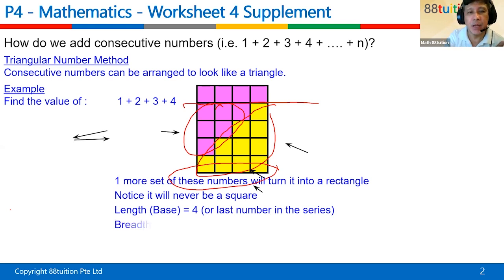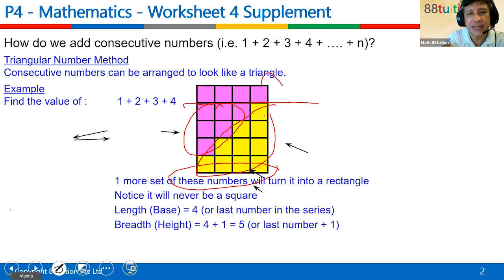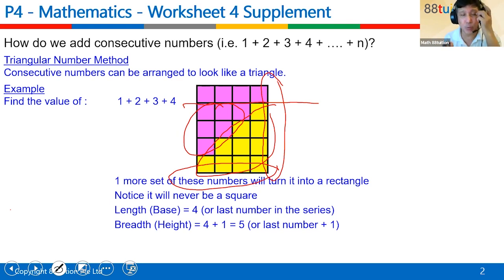Okay. Now, what about the breadth of the rectangle? The breadth of the rectangle is the upright line. Okay, in which when you count, it is not 4 anymore, it is actually 5. Why is it 5? It is because when I plonk in another set of 1, 2, 3, 4, you notice the pink one has to sit on top of the yellow one. So there will always be one extra square, always one extra. Okay, so the height or the breadth is actually 5.